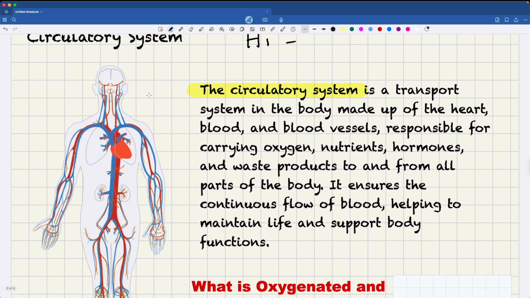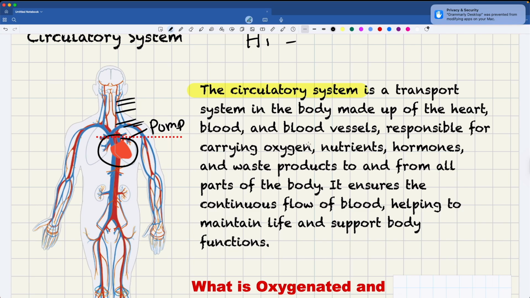As you can see, the main parts of the circulatory system are the heart, blood and the blood vessels. It requires a network of blood vessels and a pump, which is the heart here, so that the blood can be transported throughout the body. It also needs valves that ensure the flow of blood in one direction.